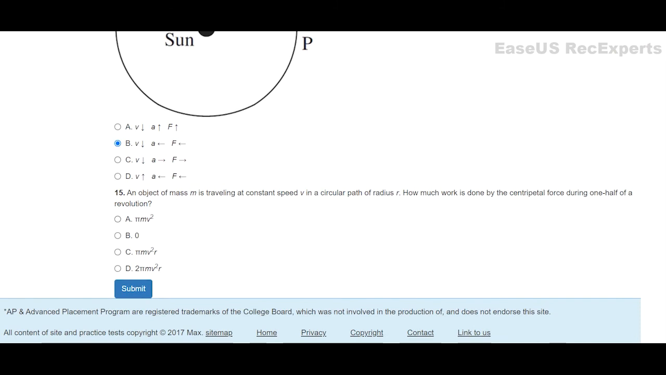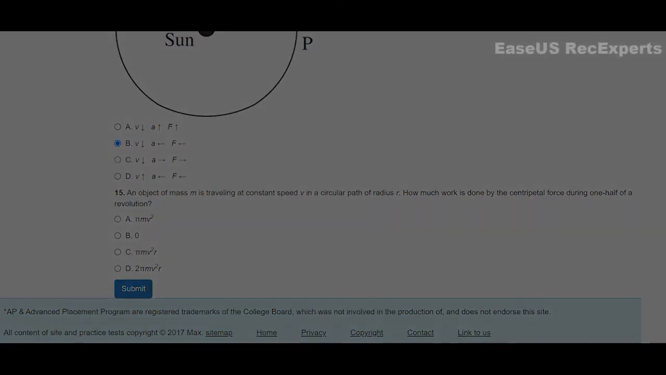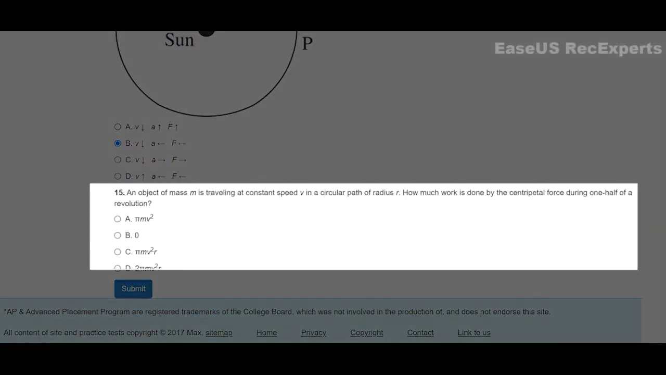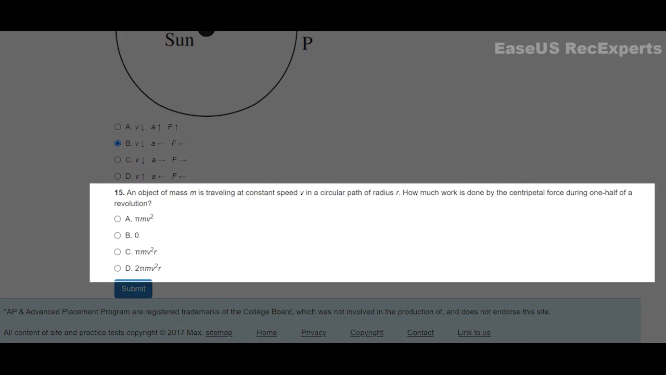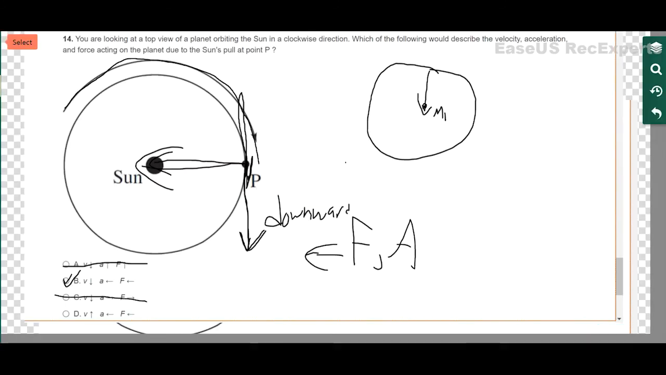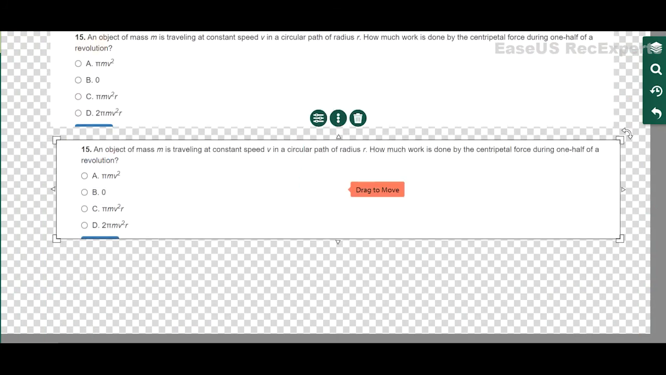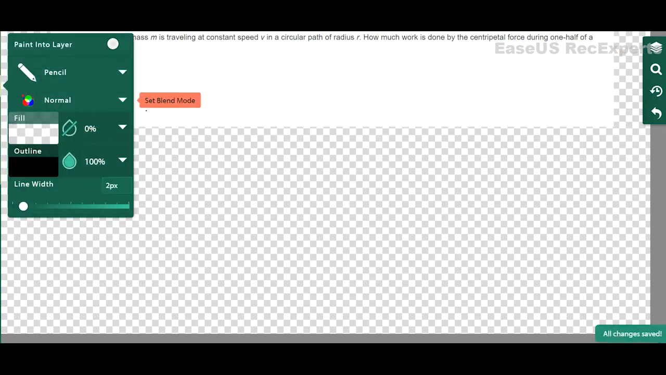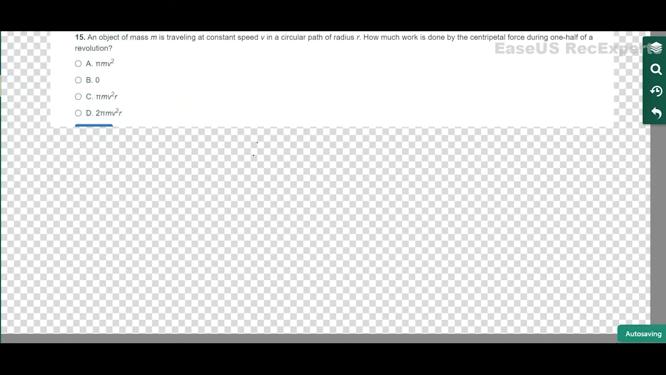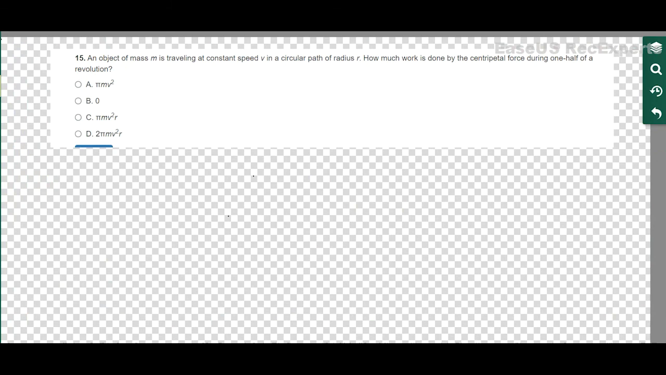Now question 15. An object of mass m is traveling at a constant speed v in a circular path of radius r. How much work is done by the centripetal force during 1/2 of a revolution? Alright, so the centripetal force we can calculate. They give us all the variables. It's mv squared over r.